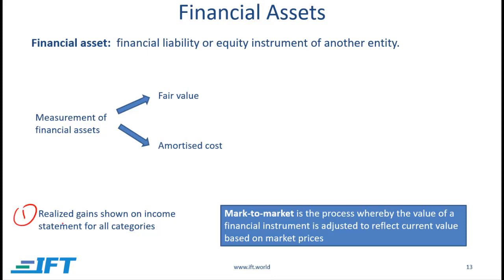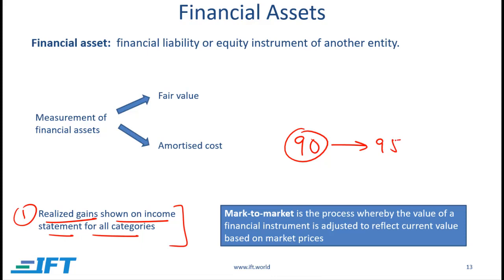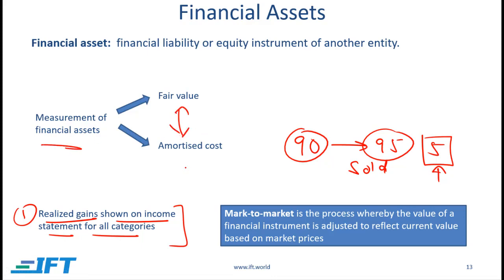The first is that realized gains are shown on the income statement for all categories, and this is a popular exam question. So if you are told that a financial asset is initially worth 90 and then before the end of the period this asset is sold for 95, since the asset is sold, the gain of 5 is realized, and this realized gain will show up on the income statement regardless of how the financial asset is categorized.